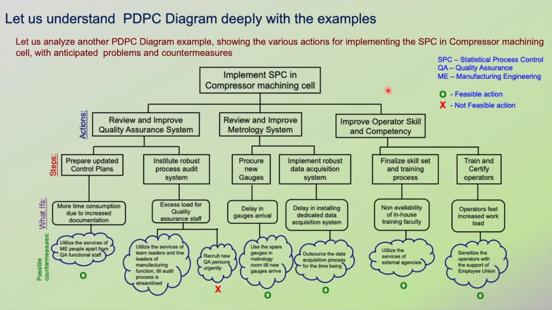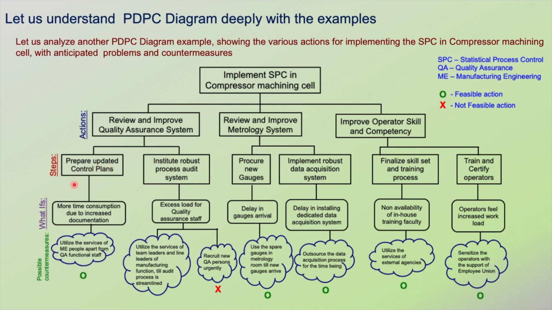Okay, so some of the abbreviations like QA stands for quality assurance, ME stands for manufacturing engineering. So the green circles are feasible actions and not all the countermeasures will be possible. So not feasible countermeasures are given by red color into mark. Okay, so now the objective is implement SPC in compressor machining cell. So what are all the actions? Review and improve the quality assurance system. Another action is review and improve metrology system. Next is improve operator skill and competency.